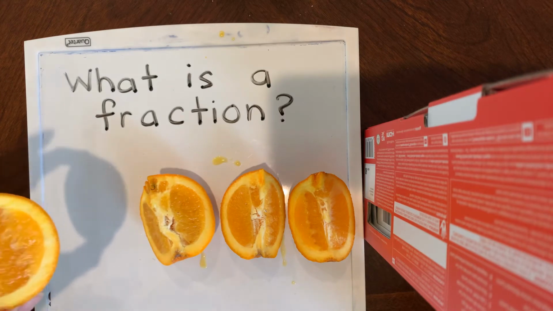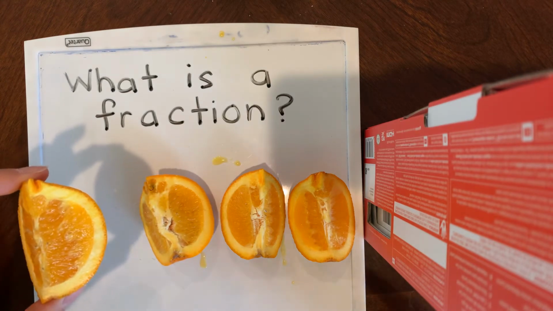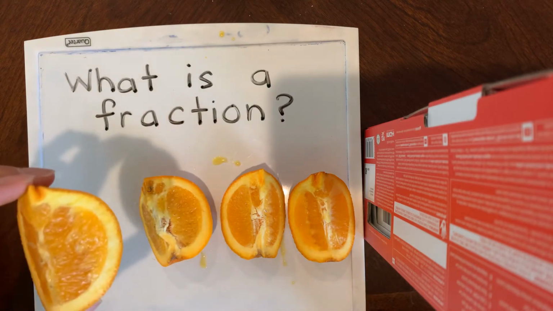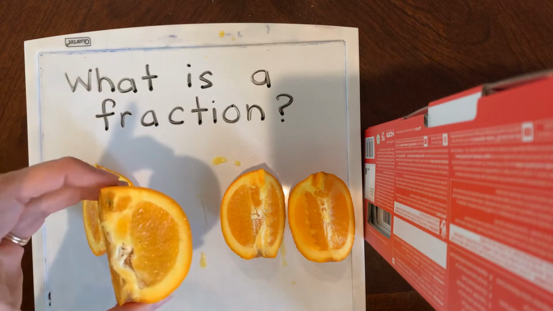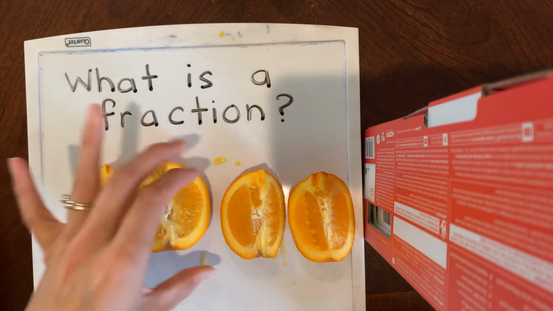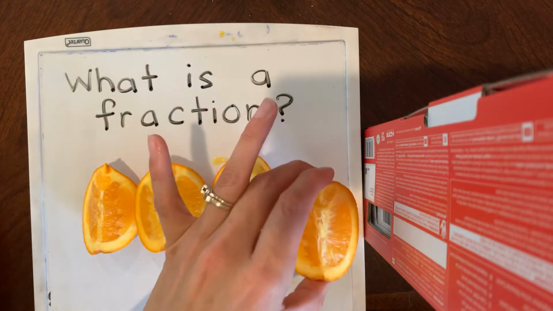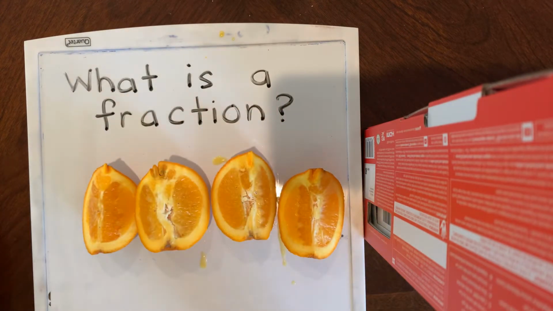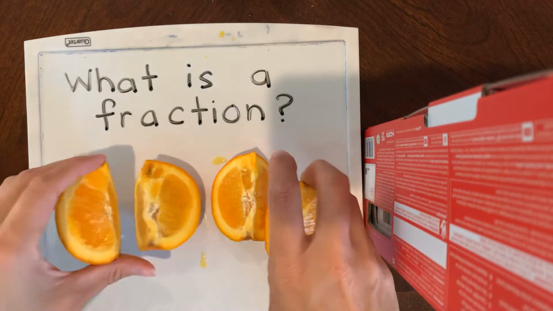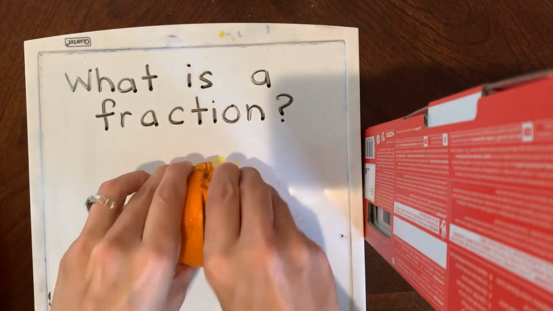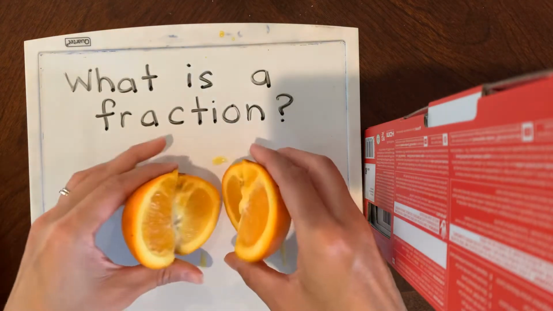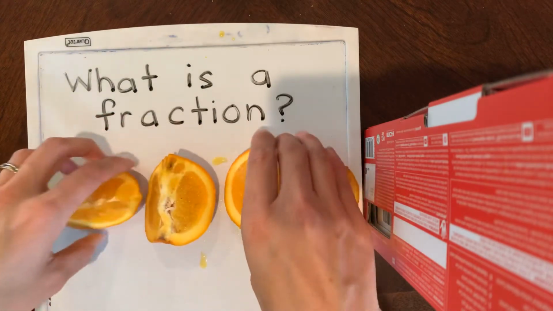This is part of a whole. The whole orange, this is just part of it. This is part of the whole orange. This is part of the whole orange. And this is part of the whole orange. And if I put them all back together again, it would still be one whole orange. So that's a fraction. A fraction is one part.